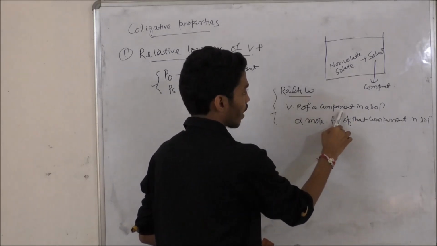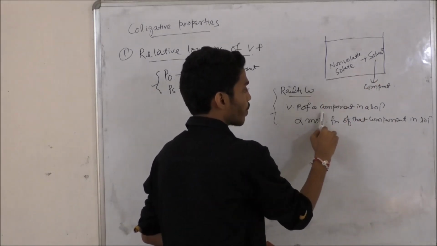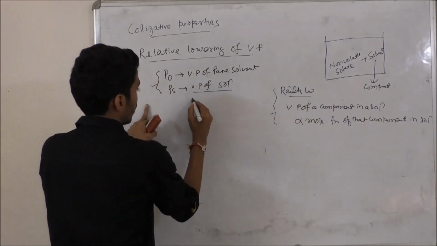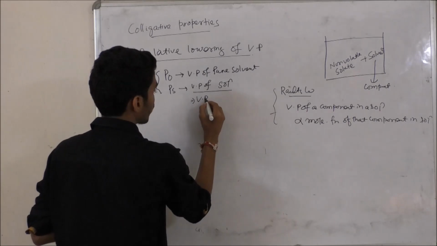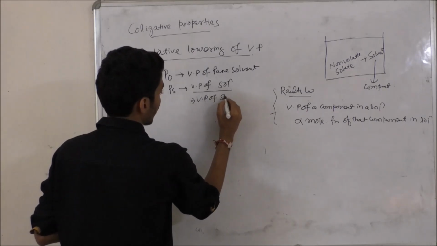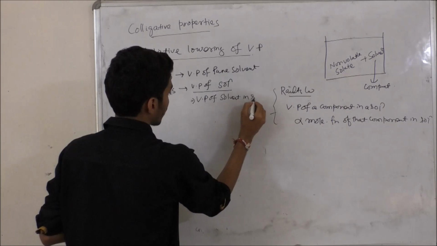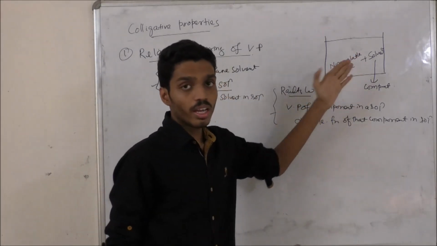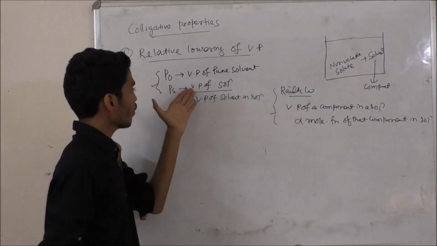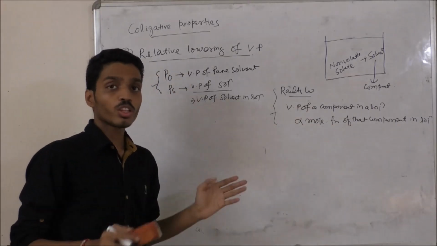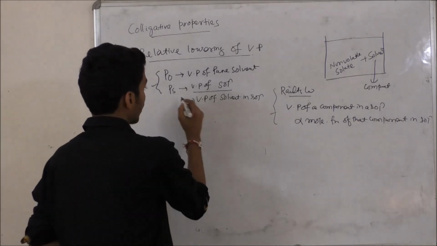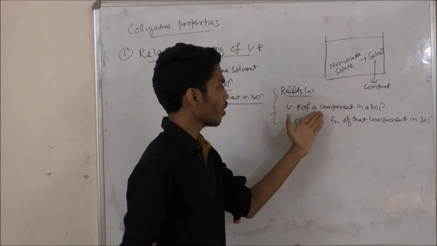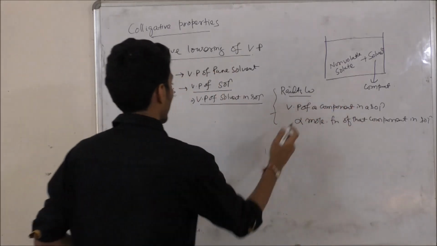The vapor pressure of a component, meaning the solvent, is the vapor pressure of the solvent in solution, that is PS. Why? Because the vapor pressure of the solution is also the vapor pressure of the solvent in solution. Since we have taken a non-volatile solute, it will not create any vapor. So whatever the vapor pressure of the solution is, it is due to the solvent only. So PS is the vapor pressure of the solvent in solution.